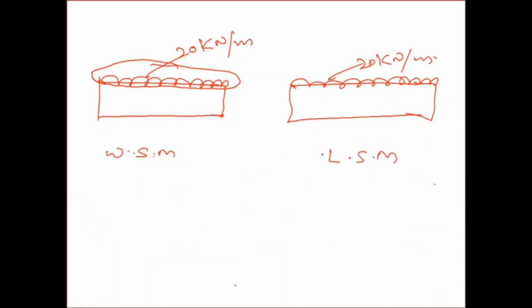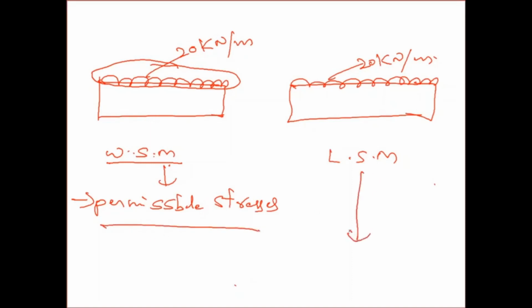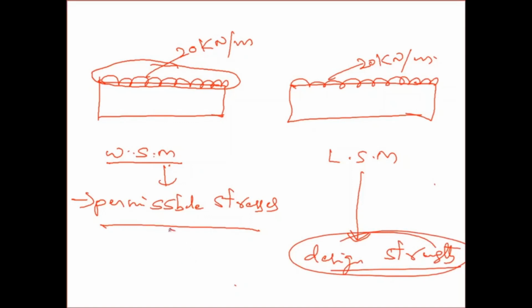Another difference between working stress method and limit state method is, in case of the working stress method, the maximum stresses for which a material can be subjected is called as permissible stresses. And in the limit state method, the maximum stress for which the material is subjected to is called as design strength. So whatever the design strength and permissible stresses are there, they are calculated using some factor of safeties.